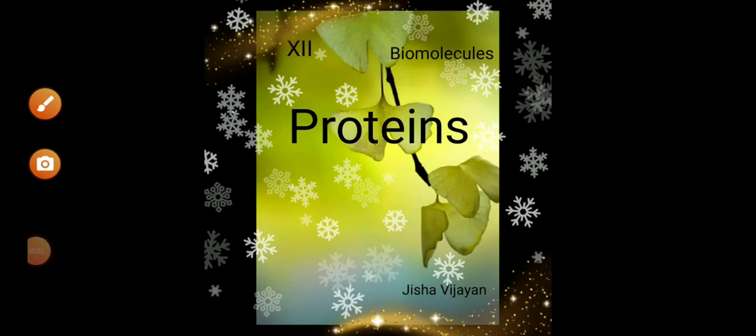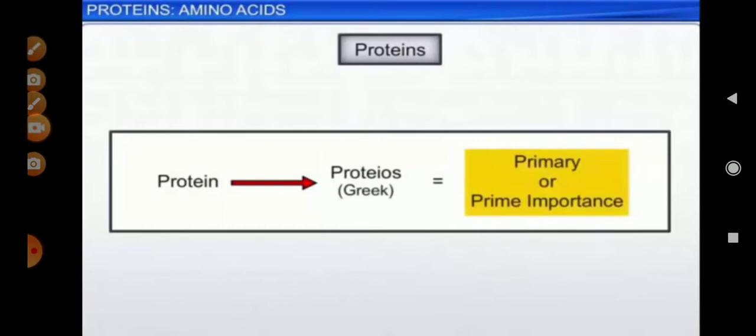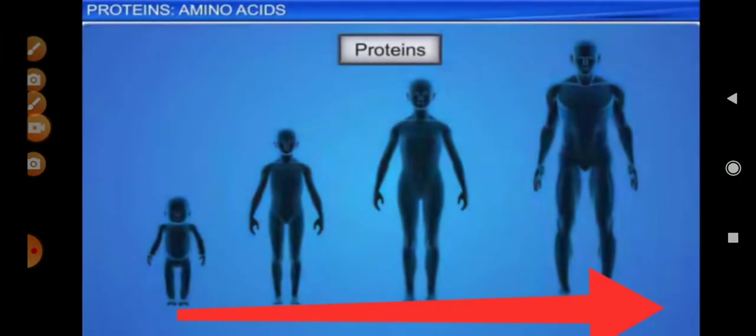Hello students, in the previous videos we discussed carbohydrates. Now let us discuss another biomolecule which is quite important, that is proteins. The word protein derives from a Greek word, proteos, which means primary or of prime importance. That means proteins are quite important for the proper growth and maintenance of the body.